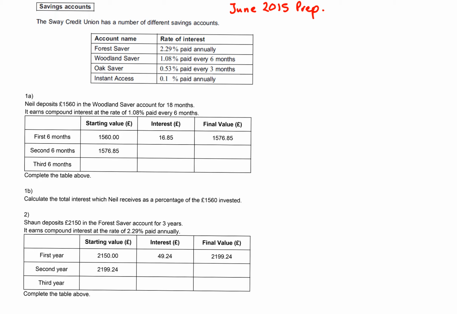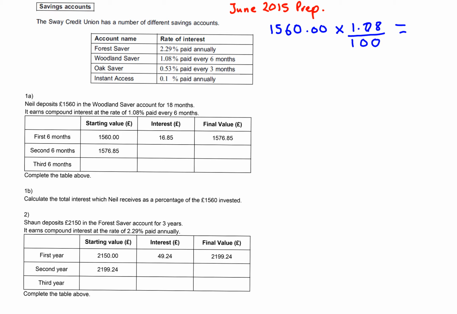So for the first 6 months, the starting value is what he's deposited, what is actually put into the account. So it's £1,560. Now the interest is at 1.8%. Now remember, when we see percent here, we automatically take £1,560 times 1.8%, which means out of 100, divided by 100. Let's see what this is. So I'll put this into my calculator.